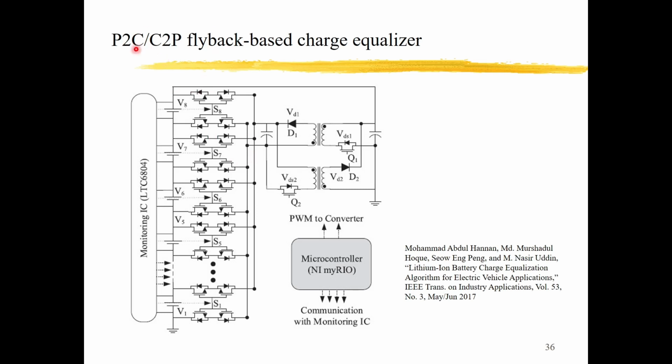This is also pack to cell or cell to pack, not cell to cell, but it also applies the selection switches. Okay, so the converter here is connected to the whole string, and on this side it is connected to individual cells by the selection switches. And yeah, we can select any one of the switches, and we just transfer the energy from the string to one cell, or from the cell to the whole string.